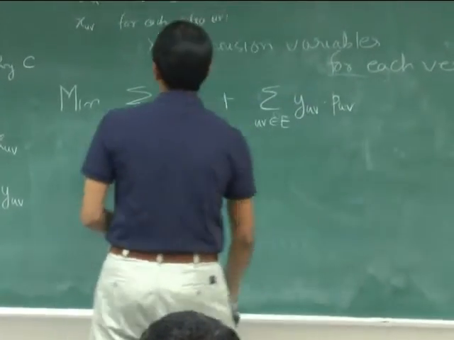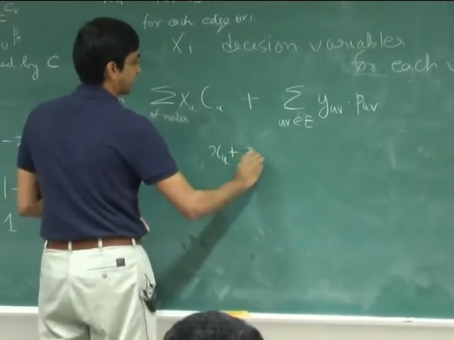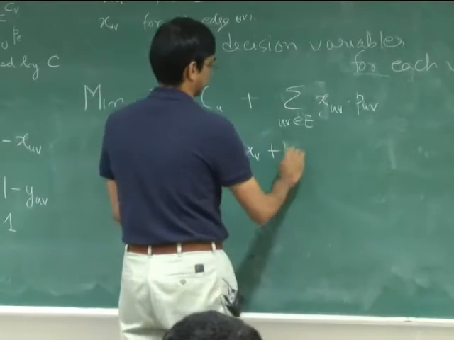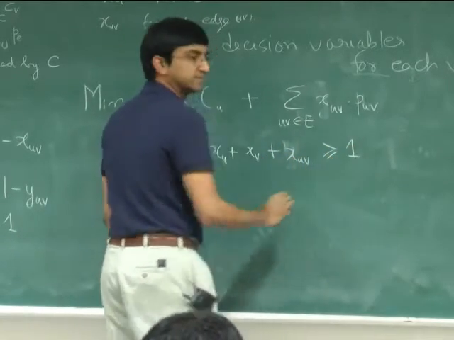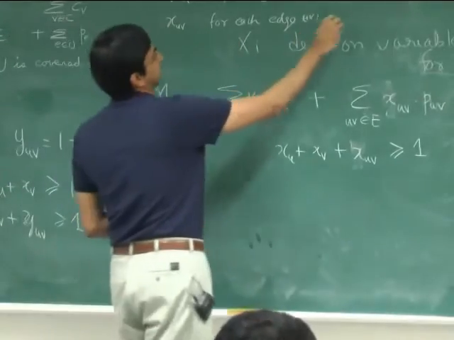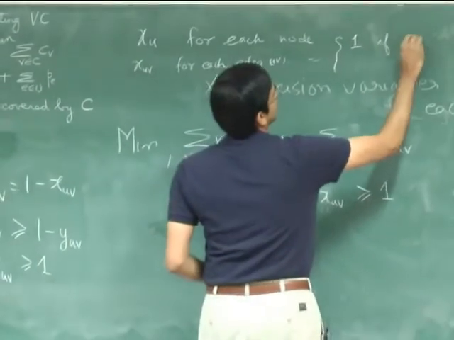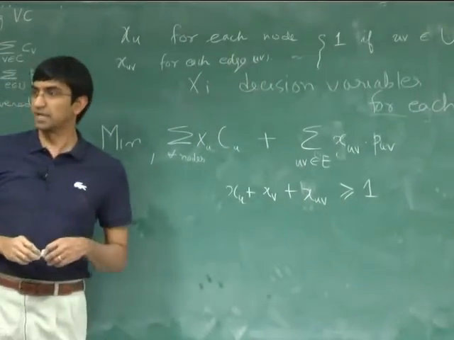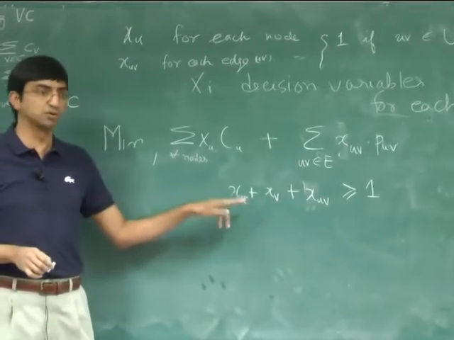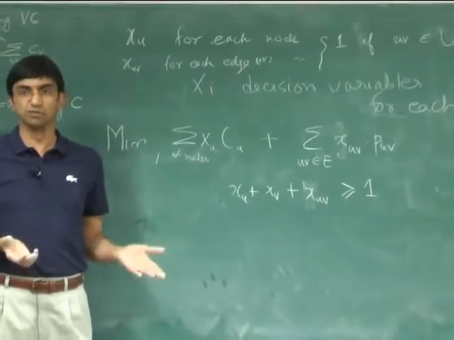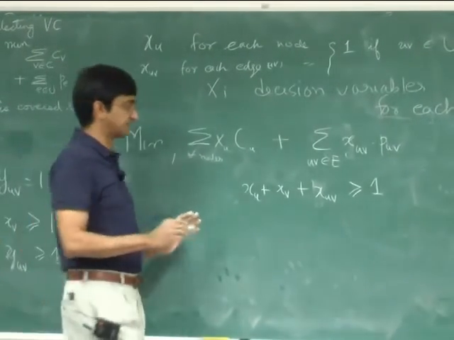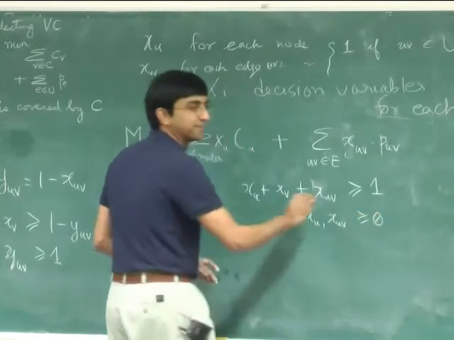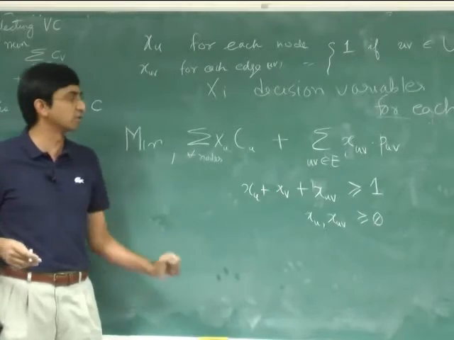So this just says XU plus XV plus XUV is at least 1, where XUV equals 1 if UV belongs to uncovered edges. So I'm saying either you cover it from U, or you cover it from V, or you leave it uncovered. You have to do one of the 3 things. That's the LP, and all these are non-negative. That's the LP relaxation: we start with all of them being 0 or 1 and relax it.